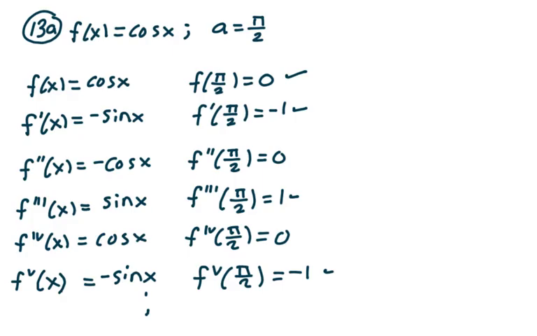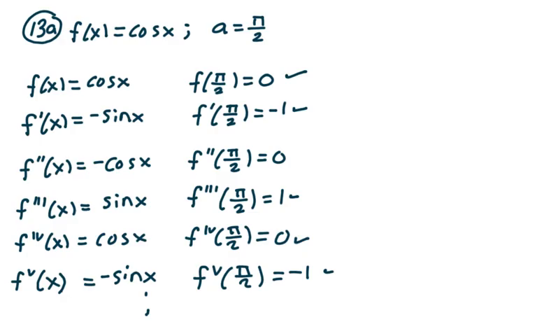And then the third derivative of f at x is sine x. The third derivative of f at pi over 2 is 1. The fourth derivative of f at x is cosine x. The fourth derivative at pi over 2, right? So I'm taking the fourth derivative of f and evaluating it at pi over 2. And notice how that's 0. So notice the even derivatives evaluated at pi over 2 ended up being 0. The odd derivatives at pi over 2 ended up oscillating between negative 1 and 1.